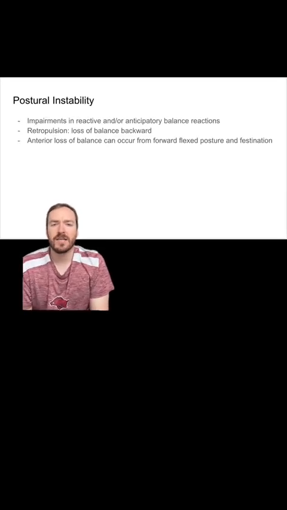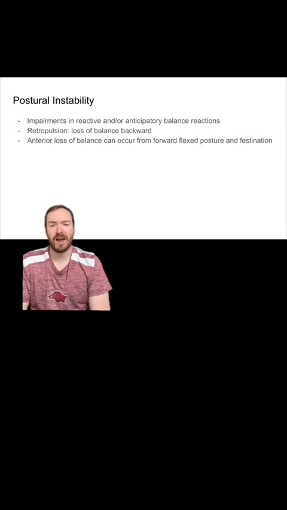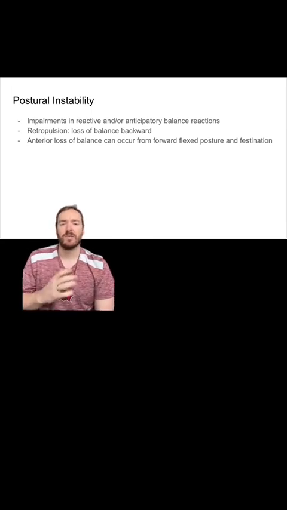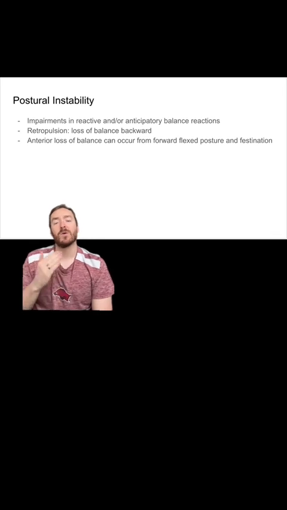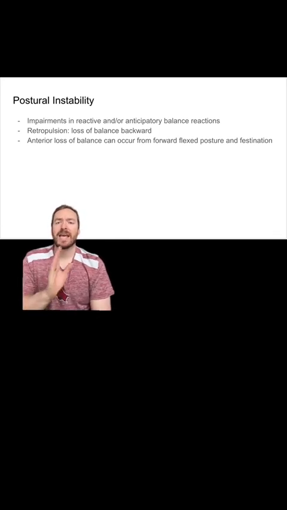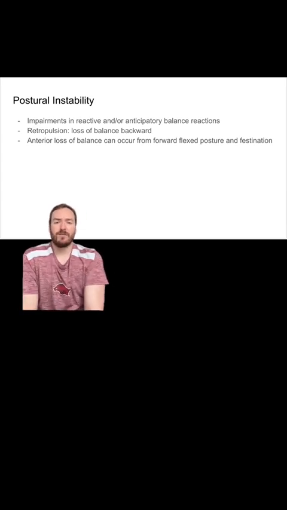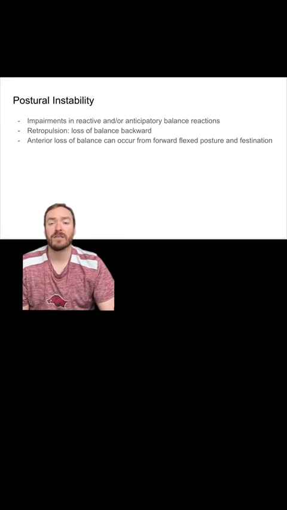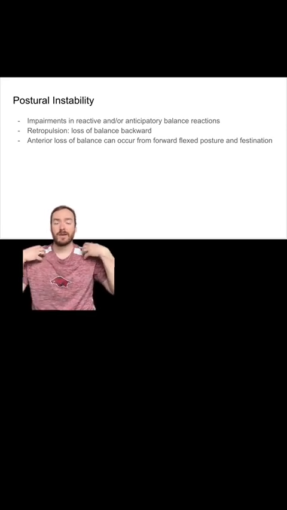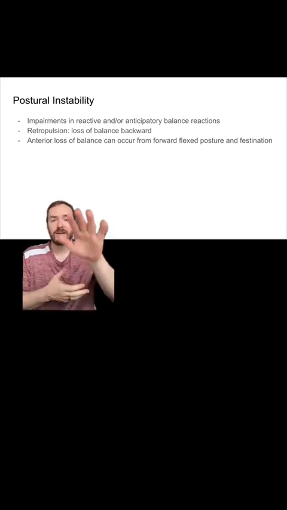And then the last cardinal sign is postural instability, which is impairments in your reactive or anticipatory balance reactions. So typically we see this as either retropulsion or a posterior loss of balance, which happens frequently when you're trying to stand up or when you're trying to back up, or an anterior loss of balance, or a loss of balance forward, which typically occurs more frequently from a forward flexed posture and festination of gait. And festination means when your upper body gets ahead of your feet and you can't take big enough steps to catch your feet up to your upper body and you lose balance forward.